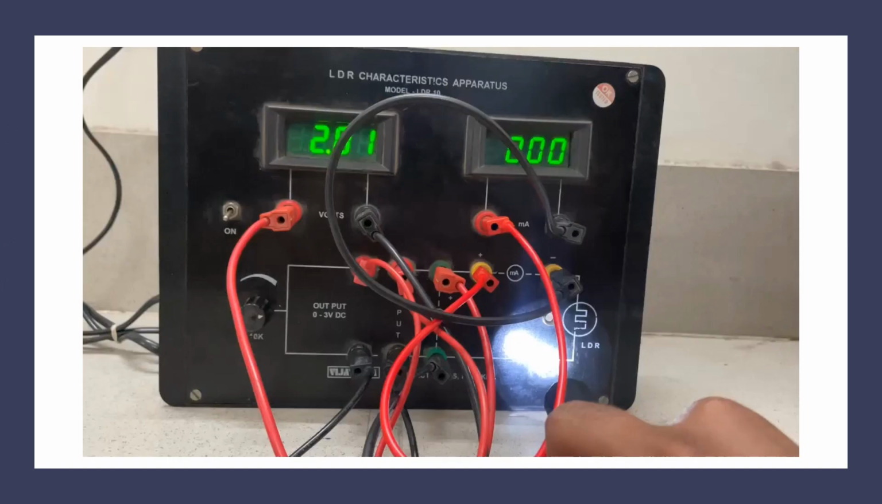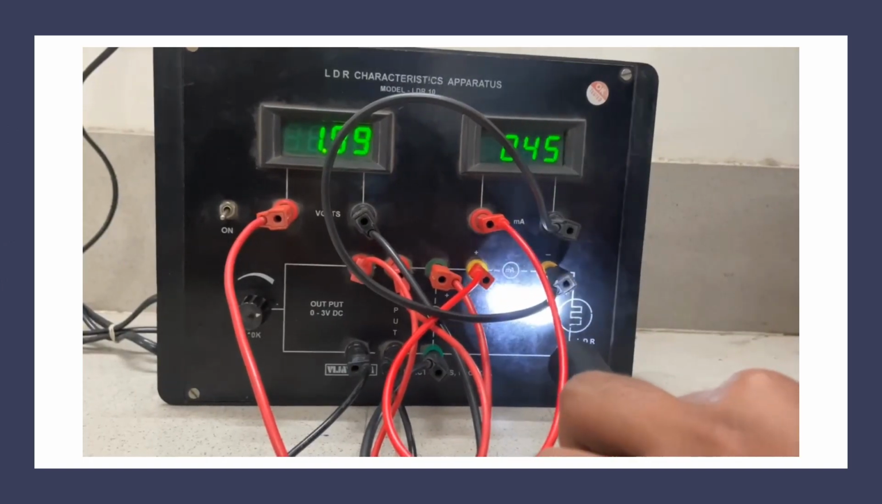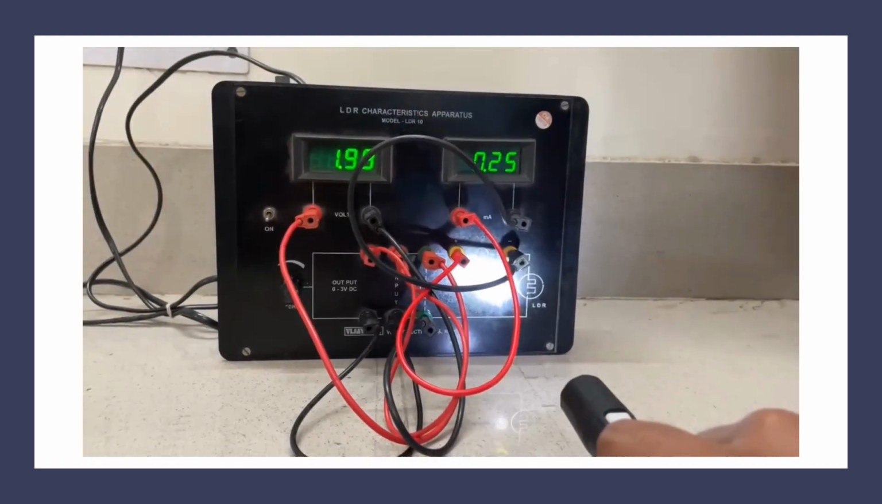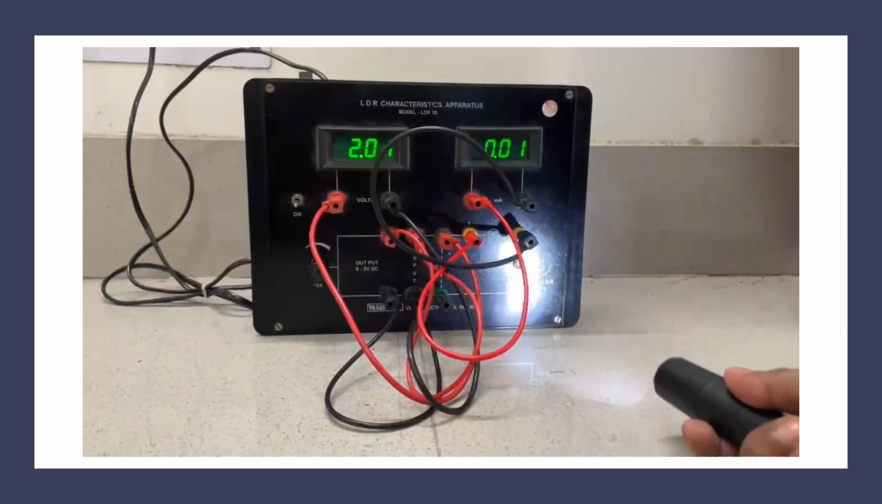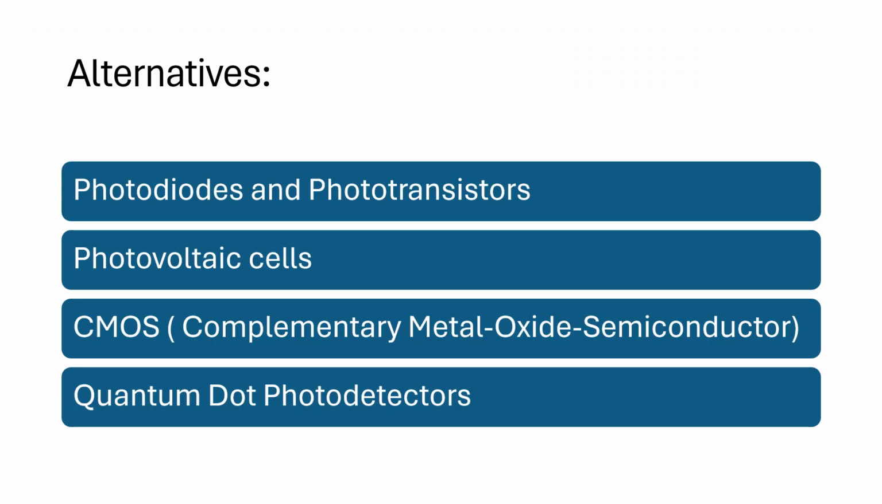You can see in this video, I'm pulling the light backwards, so the distance is increasing, so the intensity of light is decreasing and the current is also decreasing. My friend will explain the different alternatives to LDR.